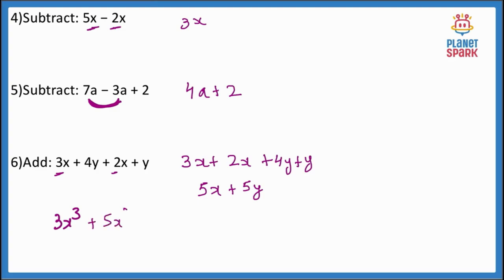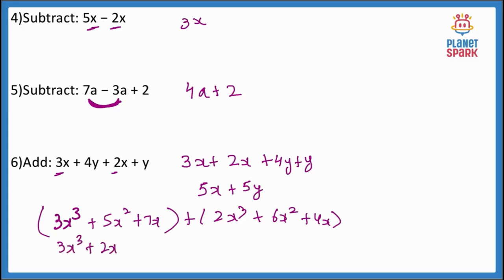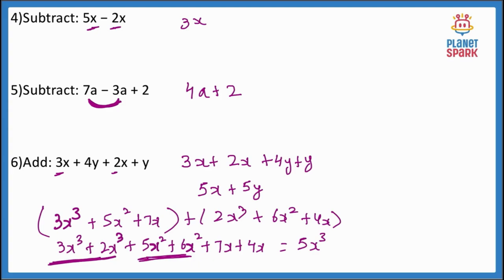Taking one more example, 3x cube plus 5x square plus 7x. To this we have to add 2x cube plus 6x square plus 4x. In this, just combine the like terms together. 3x cube and 2x cube are like terms. 5x square and 6x square are also like terms, and 7x and 4x are also like terms. So 2x cube plus 3x cube is going to give me 5x cube. Further, 5x square plus 6x square is going to give me 11x square, and 7x plus 4x is going to be 11x. So this is going to be my answer.